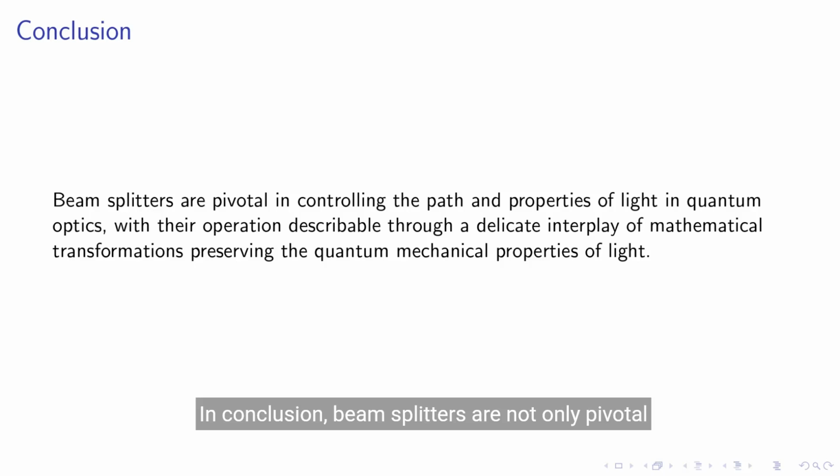In conclusion, beam splitters are not only pivotal for directing light in quantum optics, but their operation also showcases a rich interplay of mathematical transformations that preserve the inherent quantum mechanical properties of light. Understanding these principles allows us to better design and interpret experiments in the realm of quantum optics.